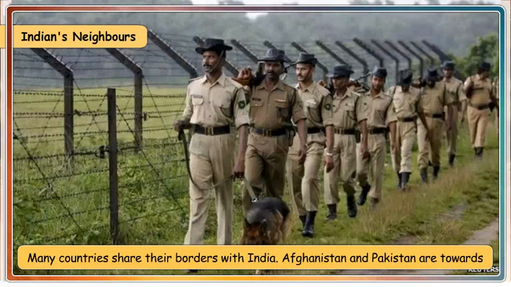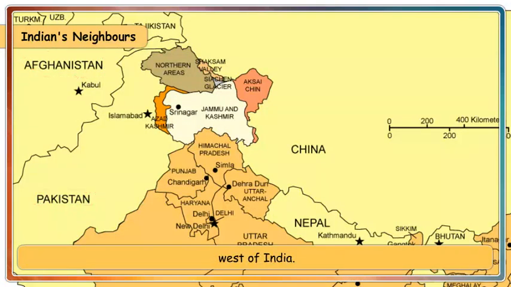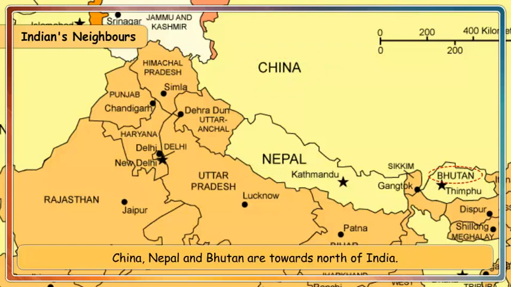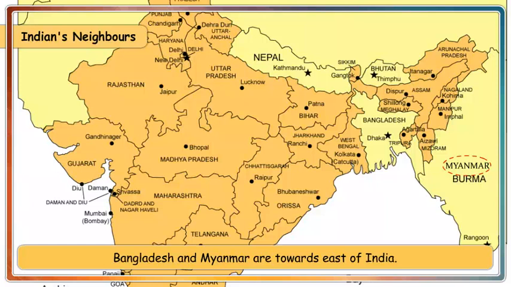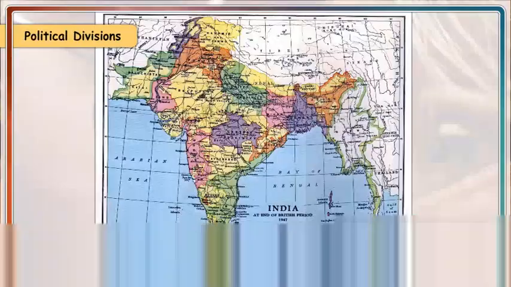India's neighbors. Many countries share their borders with India. Afghanistan and Pakistan are towards west of India. China, Nepal and Bhutan are towards north of India. Bangladesh and Myanmar are towards east of India. Sri Lanka and Maldives are towards south of India. Sri Lanka is separated from India by the Palk Strait.